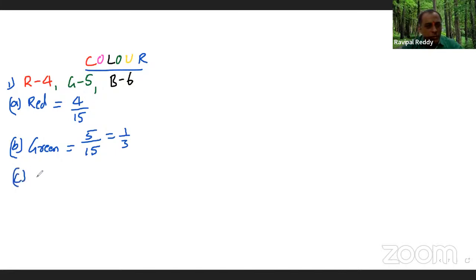Question C, black ball. How many black balls are there? 6 by the total number of balls is 15. 6 by 15. It is equal to 3 2s, 3 5s, 2 by 5. Now, question D.